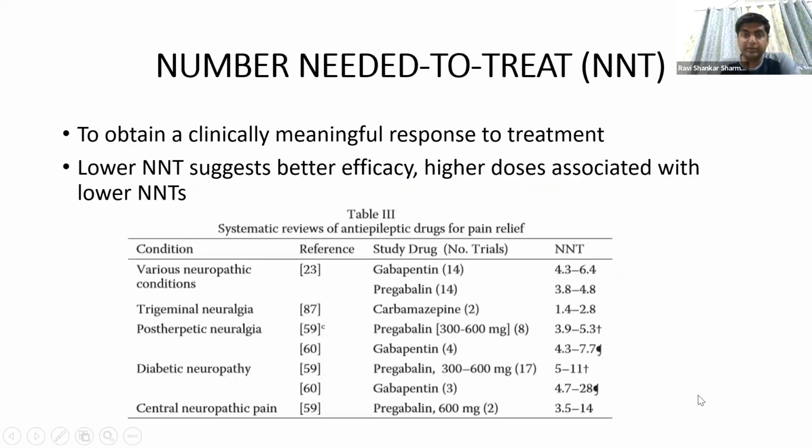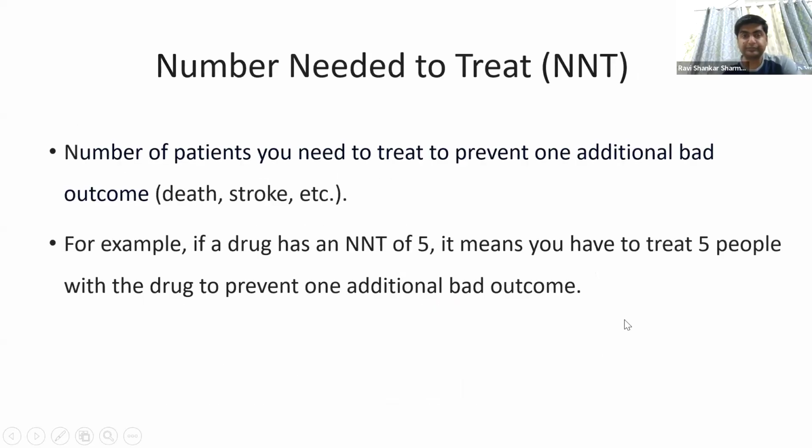So, number needed to treat. An important question that is asked again in the viva: to obtain a clinically meaningful response to treatment, if you can see the table, look at carbamazepine. It has an NNT of 1.4 to 2.8, especially for trigeminal neuralgia. That is the lowest among the drugs, so that's why it is still considered the gold standard for trigeminal neuralgia. So what actually defines the NNT?